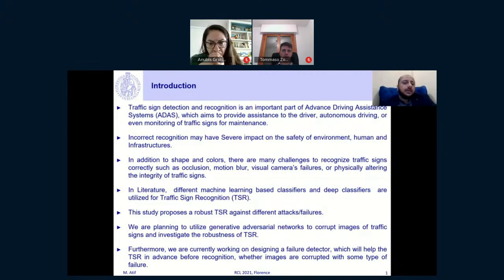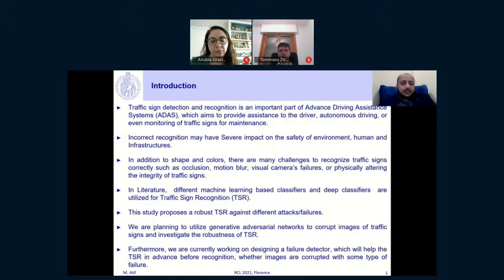environment, human, and infrastructures. In addition to the shape and color of the traffic signs, there are many other challenges to recognize traffic signs correctly, such as motion blur, visual camera failures, occlusions, or sometimes physically altering the integrity of traffic signs by people. So this creates many difficulties for the recognition of traffic signs correctly. In literature, different machine learning based classifiers and deep classifiers are utilized for traffic sign recognition.